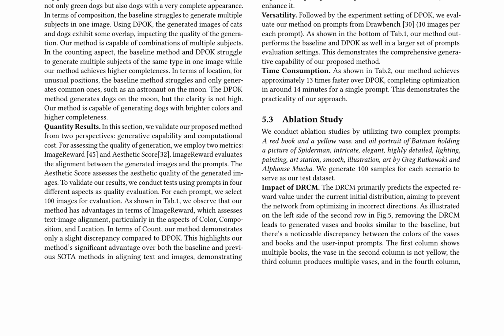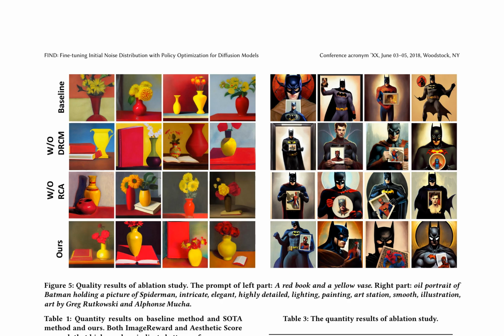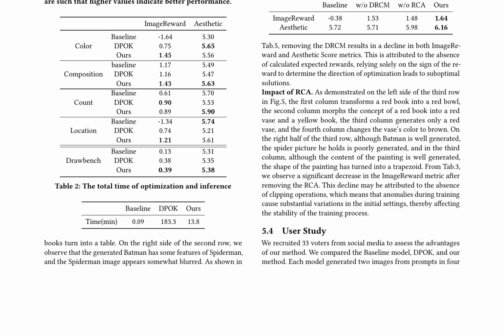generative capabilities and efficiency. The research paper discusses the fine-tuning of initial noise distribution with policy optimization for diffusion models. It presents a novel approach that enhances the quality and consistency of generated images and videos. The authors demonstrate the effectiveness of their method through various experiments, including an ablation study and a user study.